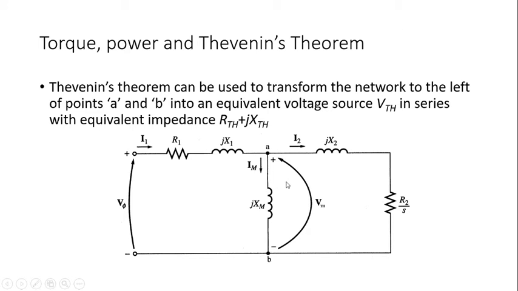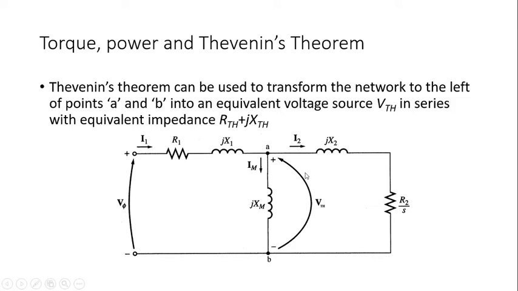How can we actually calculate the Thevenin voltage? The Thevenin voltage is across the magnetizing part. You consider the stator part together with the magnetizing part. So how can we calculate the voltage across this terminal? The voltage across this terminal is the same as the impedance here divided by the sum of the impedances.